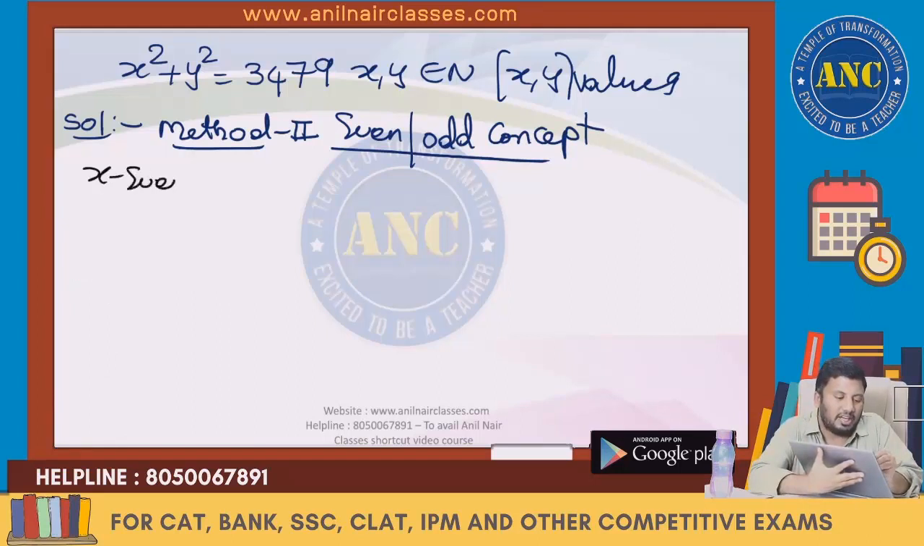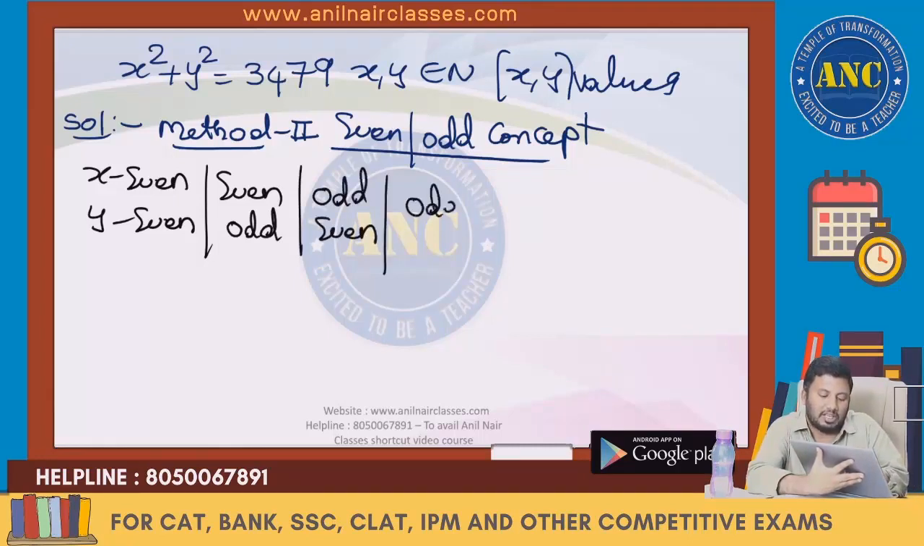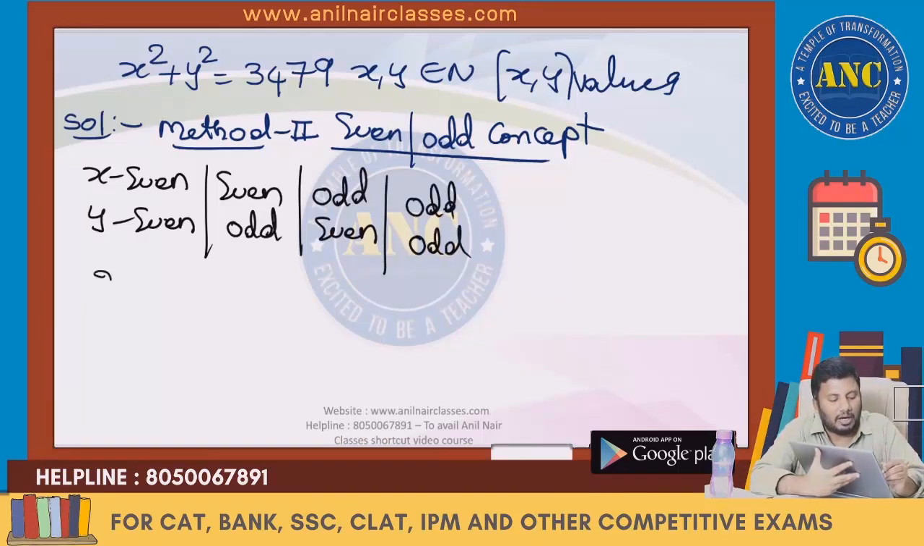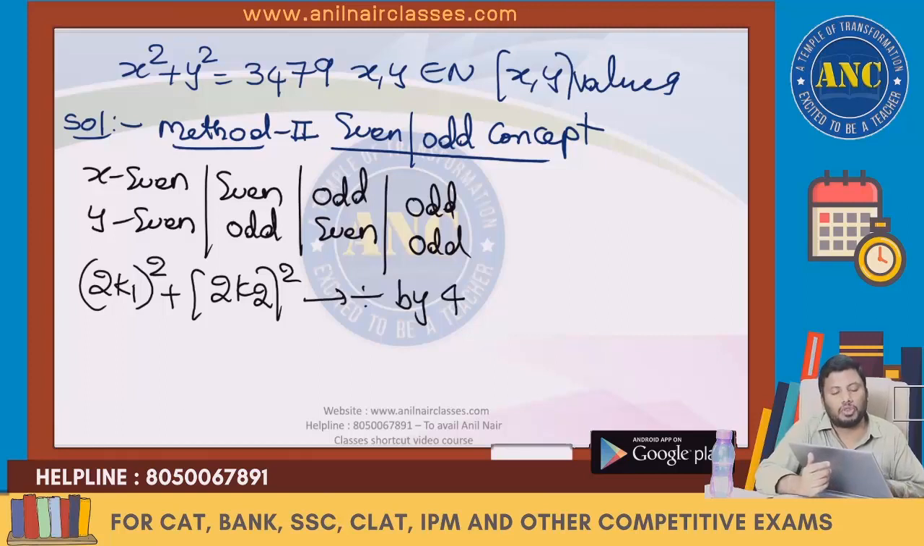For x square plus y square equals 3479, there are four cases. x even, y even. x even, y odd. x odd, y even. x odd, y odd. Even and even: 2k1 whole square plus 2k2 whole square is nothing but 4 into something. The answer is divisible by 4 when both are even numbers.